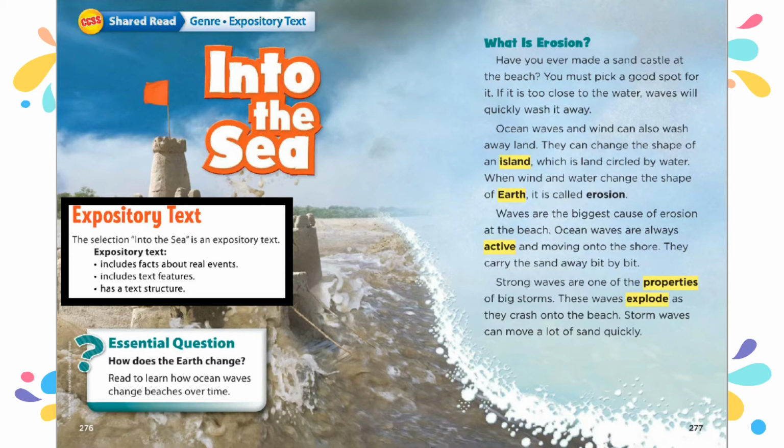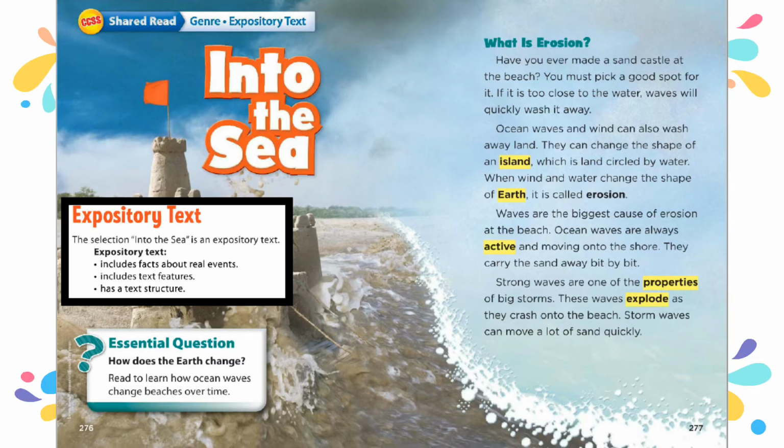What is erosion? Have you ever made a sandcastle at the beach? You must pick a good spot for it. If it is too close to the water, waves will quickly wash it away. Ocean waves and wind can also wash away land. They can change the shape of an island, which is land circled by water. When wind and water change the shape of Earth, it is called erosion.